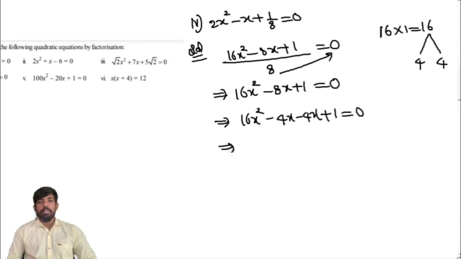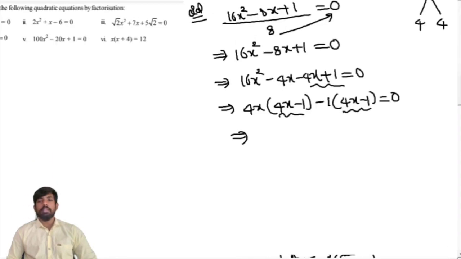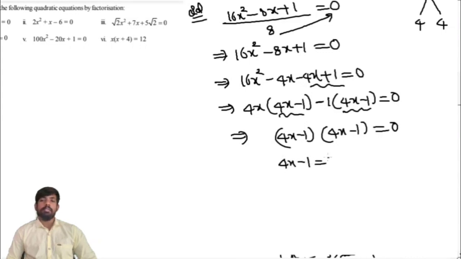So from here take common 4x, remaining is 4x minus 1, and take common minus 1. From here, if I take common minus, in the place of minus you will get plus. So 4x minus 1, 4x minus 1 same we have. Take common 4x minus 1, and remaining is 4x minus 1 equals to 0. So 4x minus 1 is equal to 0, or 4x minus 1 is equal to 0.